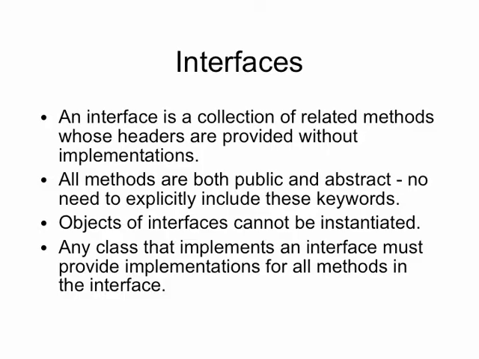An interface is a collection of related methods whose headers are provided without implementations. What that basically means is it's a collection of abstract methods. So all the methods in the interface are public and abstract. There's no need to explicitly include those keywords because they are by default and necessity public and abstract. You cannot instantiate objects of interfaces. Any class that implements an interface must provide implementations for all of the methods in the interface.